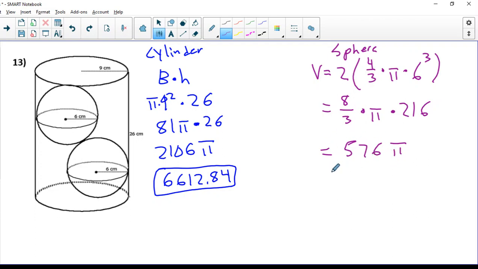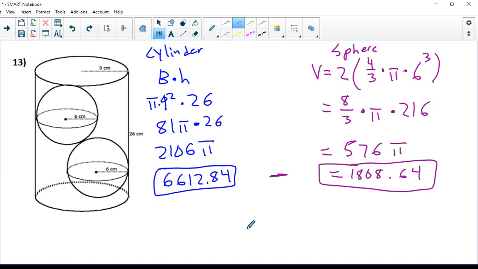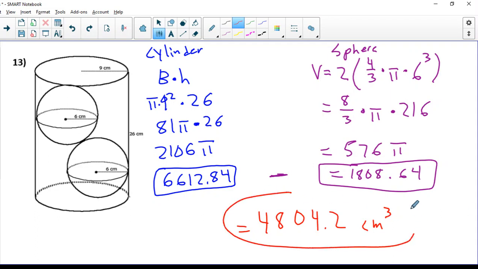And then multiplying that times 3.14 is going to give me 1808.64. So again, definitely a long process with all these. They're all pretty difficult problems. Our last step here is just to subtract these. So this is the volume of the cylinder minus the two spheres. If I just subtract these, so I'm doing this minus this, my final answer should be 4,804, and let's just say 0.2. Let's just round to one decimal place here, and this would be cubic centimeters for your final answer.